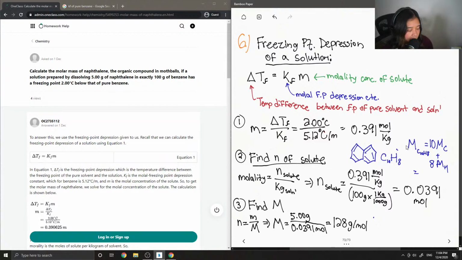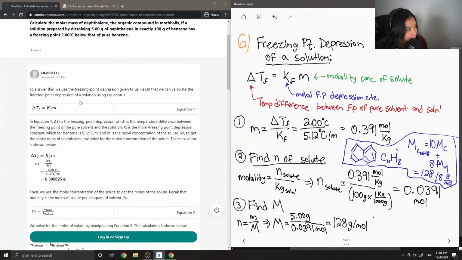So if we were to look it up on the periodic table, the molar mass of carbon is 12.01 and the molar mass of hydrogen is 1.01. If we add those values up, you end up getting 128.18, which is pretty much the same thing as our answer. So we know that we got it right. Let's see what the junior tutor said.